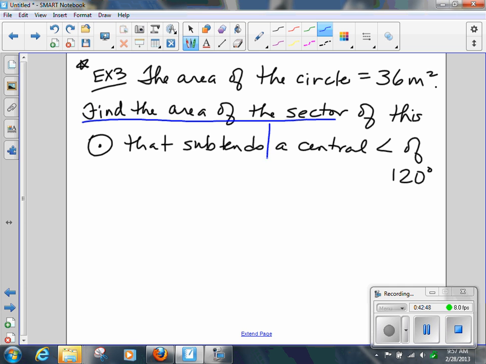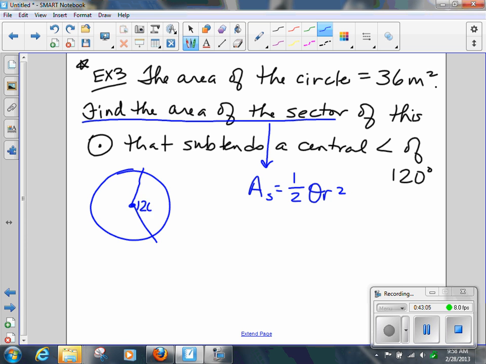So that tells me immediately A sub S is equal to 1/2 theta r squared. Do you guys agree with that? Look at what you're solving for and then find that formula. Write it down. Okay, let's look at the picture. We got a circle. We got a 120-degree angle. Do I know my radius? Nope, don't know my radius.